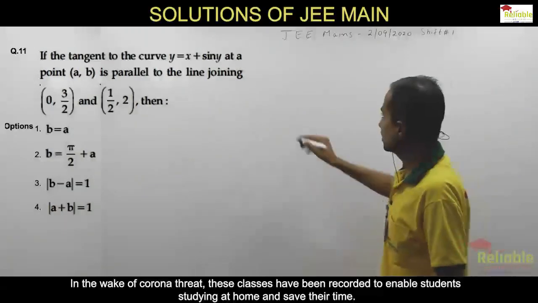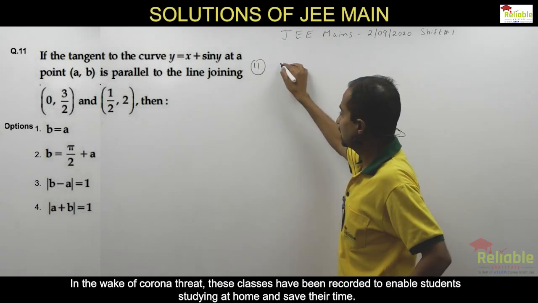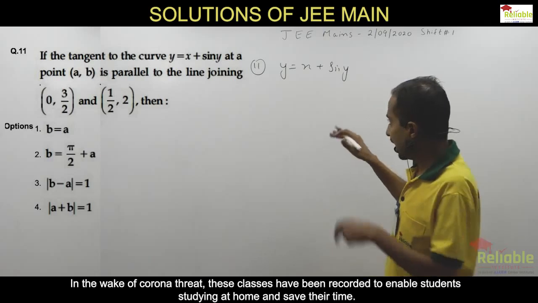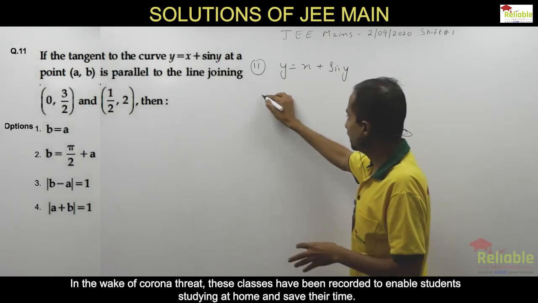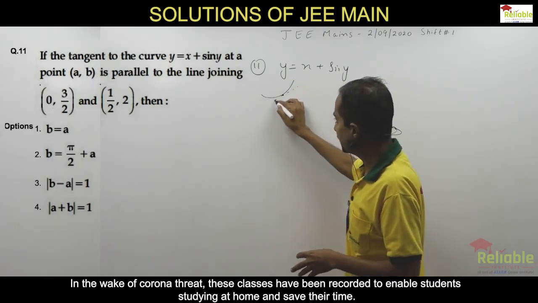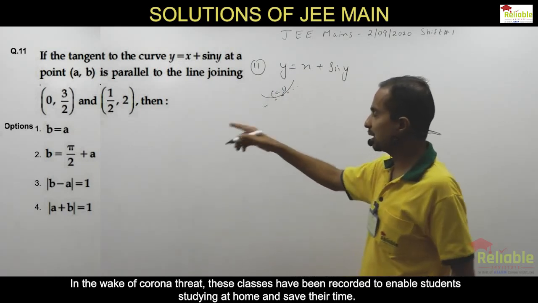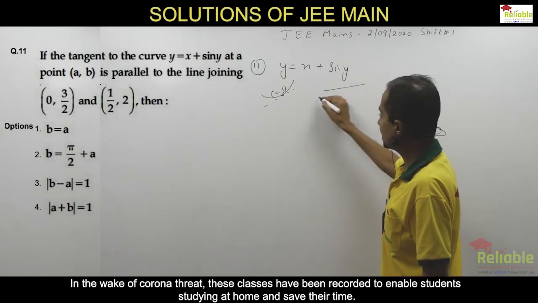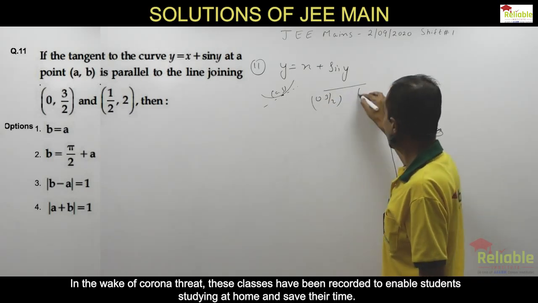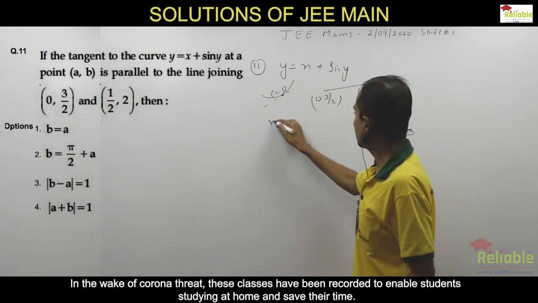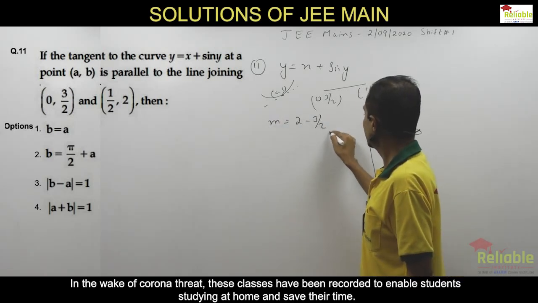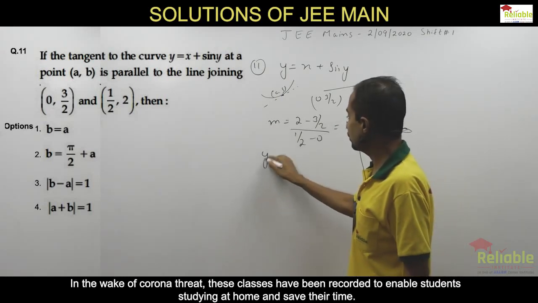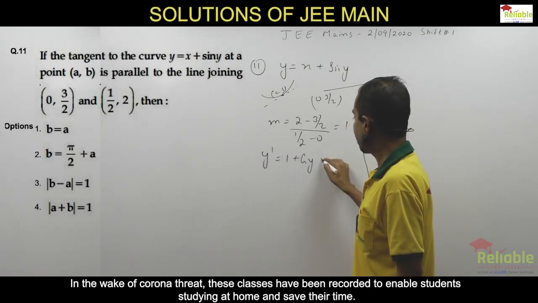Question 11. This comes from tangent and normal, and the question is, you are being provided a curve, and on this curve there is a point A comma B at which the tangent is parallel to the line joining these 2 points. Now the points are 0 comma 3 by 2 and half comma 2. So the slope of the tangent should be this, right? So this is nothing but 1. So the derivative of the curve should be 1.